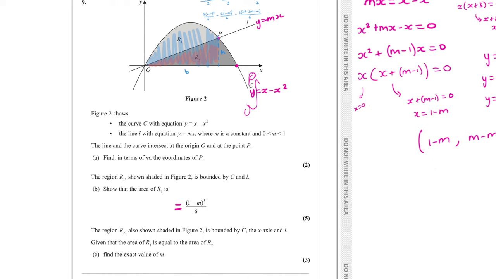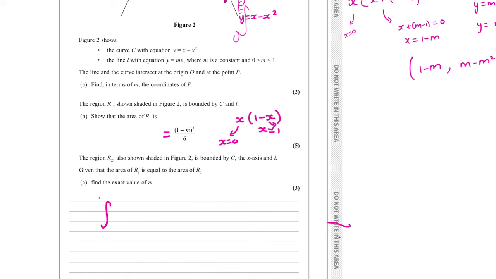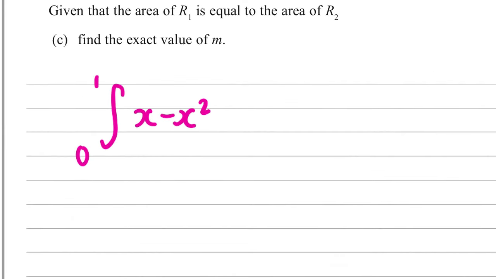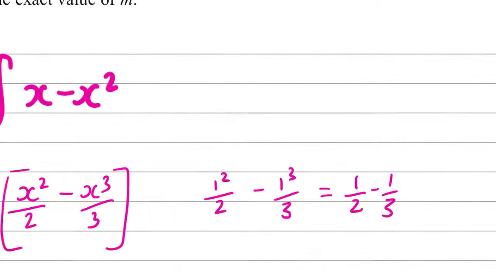1. Okay, we know that x equals 1 because we're going to have x times 1 minus x. So we know that x equals 0 and x equals 1 is a solution. So we know this is where x equals 1. So if we integrate the curve between 0 and 1, x minus x squared, what do we have? x squared over 2 minus x cubed over 3. And we're going to substitute in 1 and 0. So 1 squared over 2 minus 1 cubed over 3 equals a half minus a third. What do we get? Which is 1 over 6.